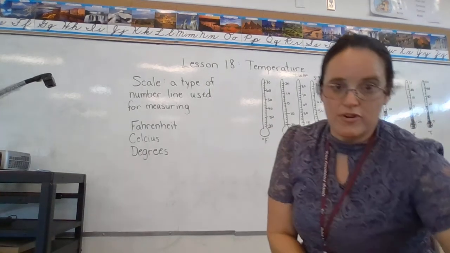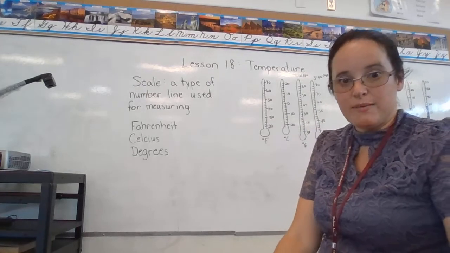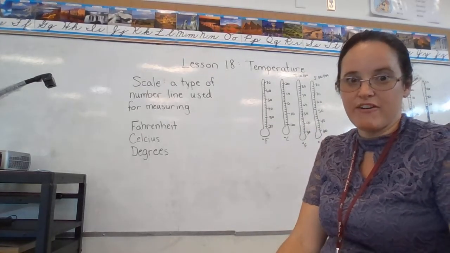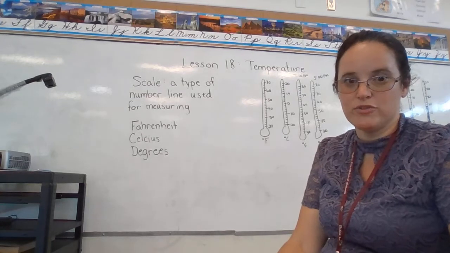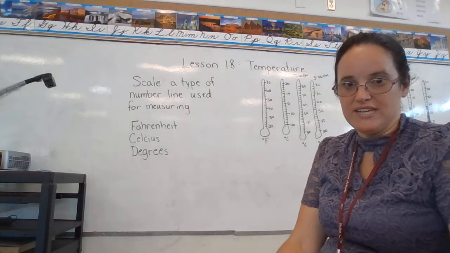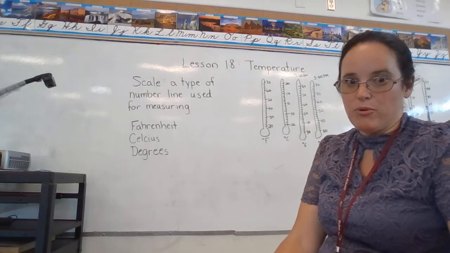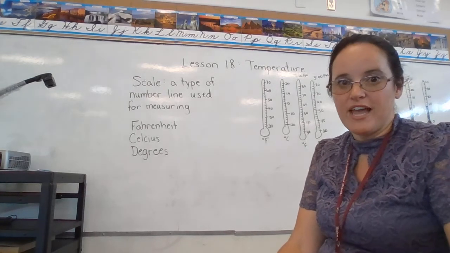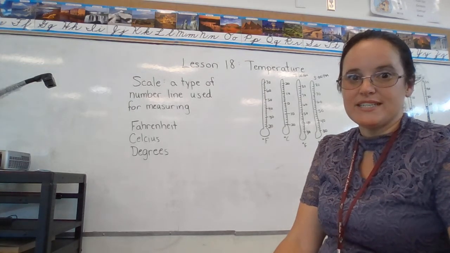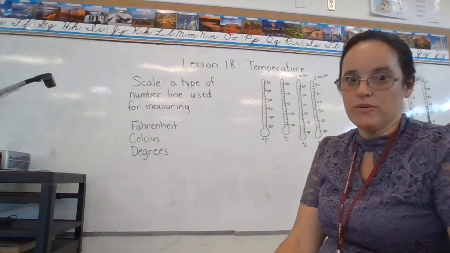Also, from 3rd grade, last year we learned the boiling point of water in Fahrenheit and Celsius degrees. In Fahrenheit, it's 212 degrees, whereas in Celsius, the boiling point is 100 degrees. And the freezing point of water. In Fahrenheit, water freezes at 32 degrees, whereas it freezes in Celsius at 0 degrees.